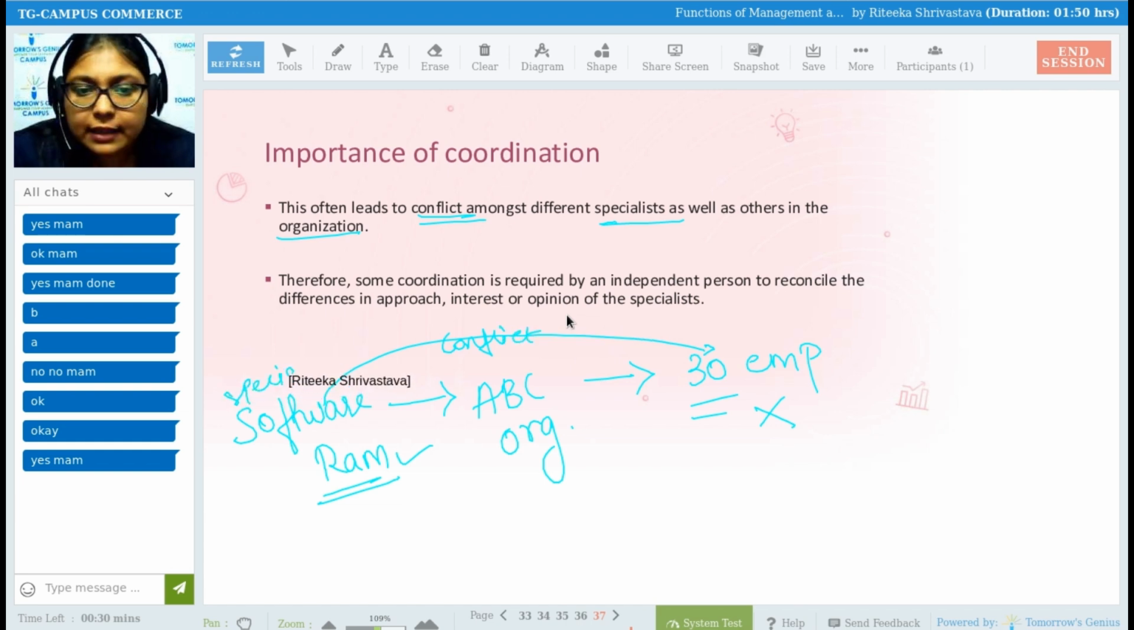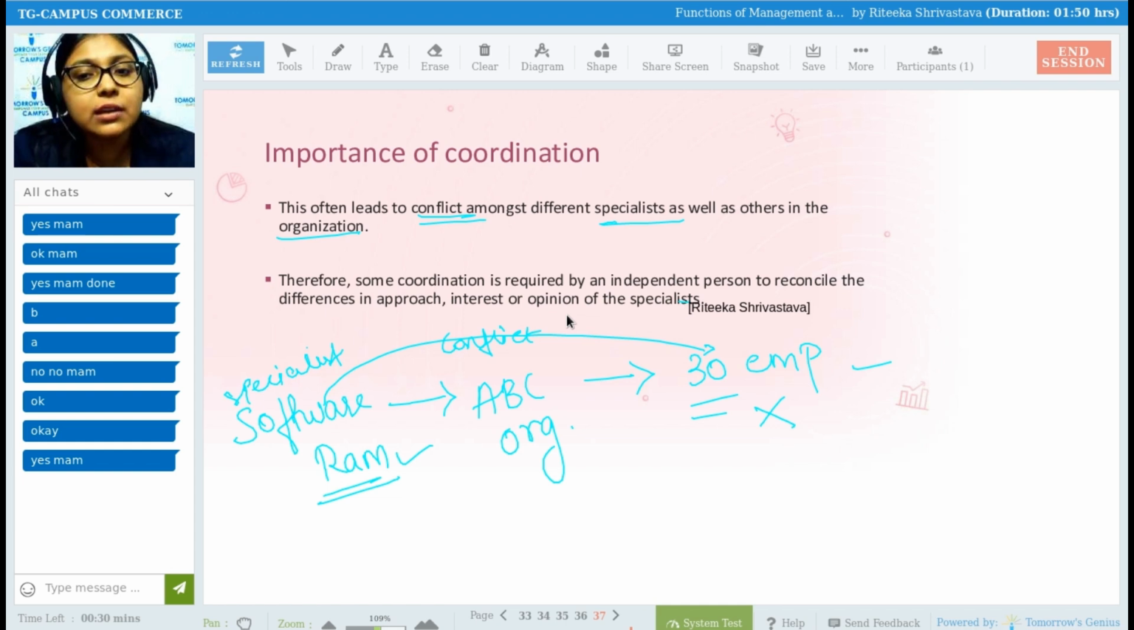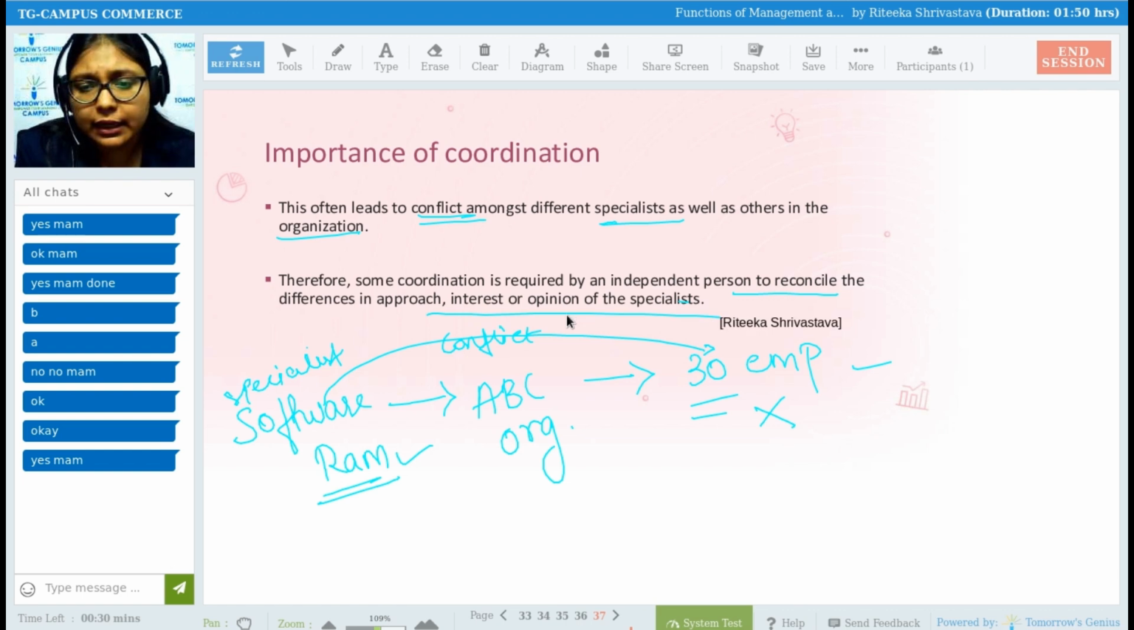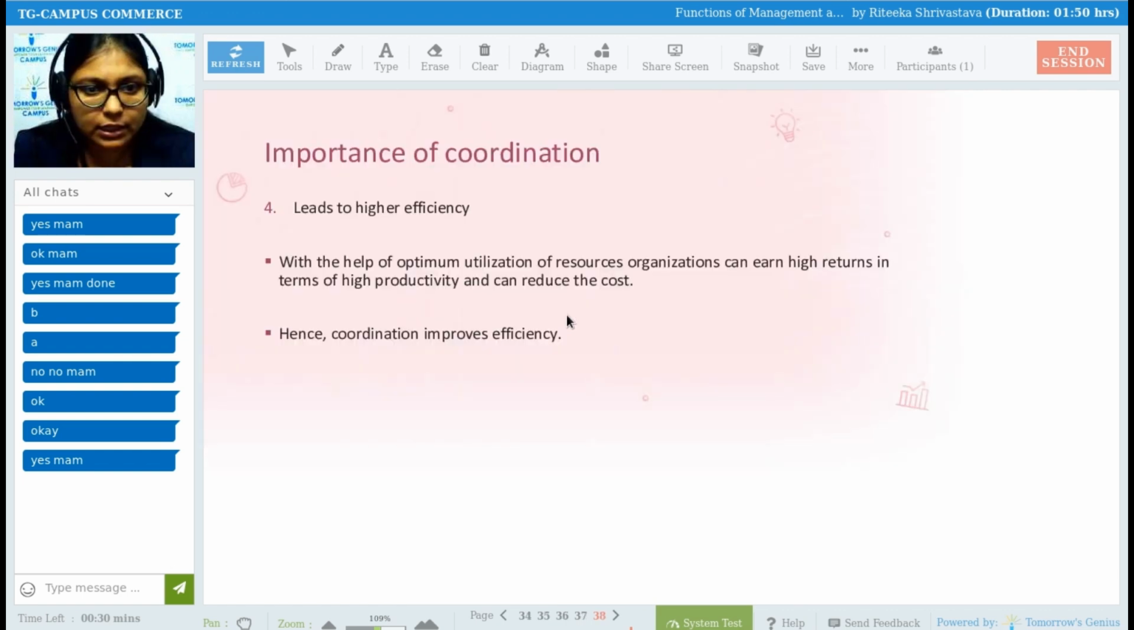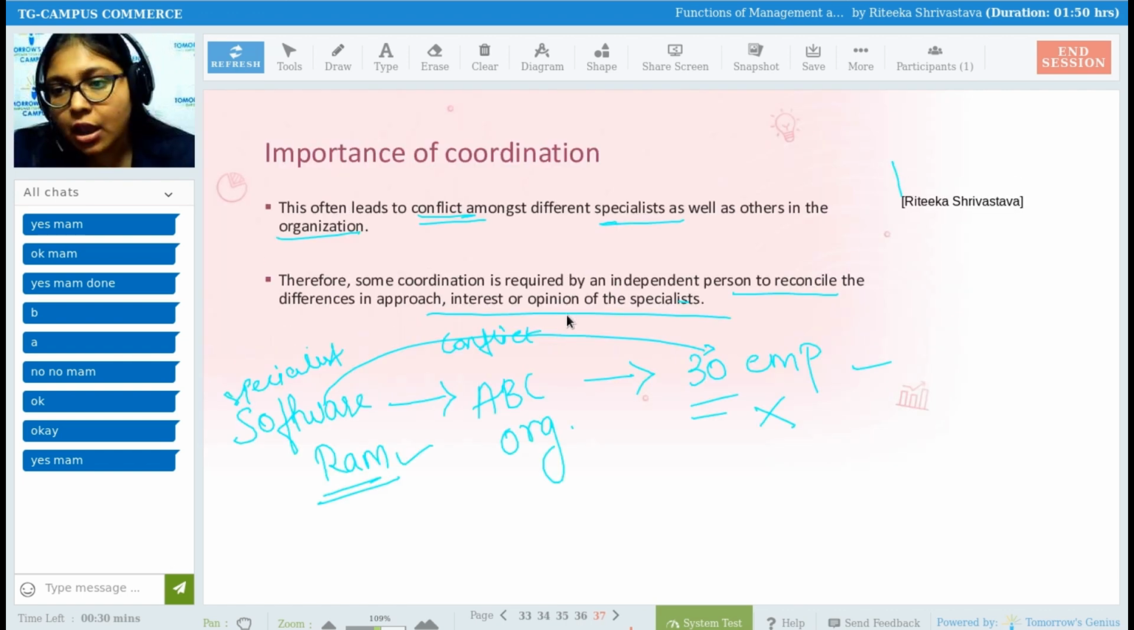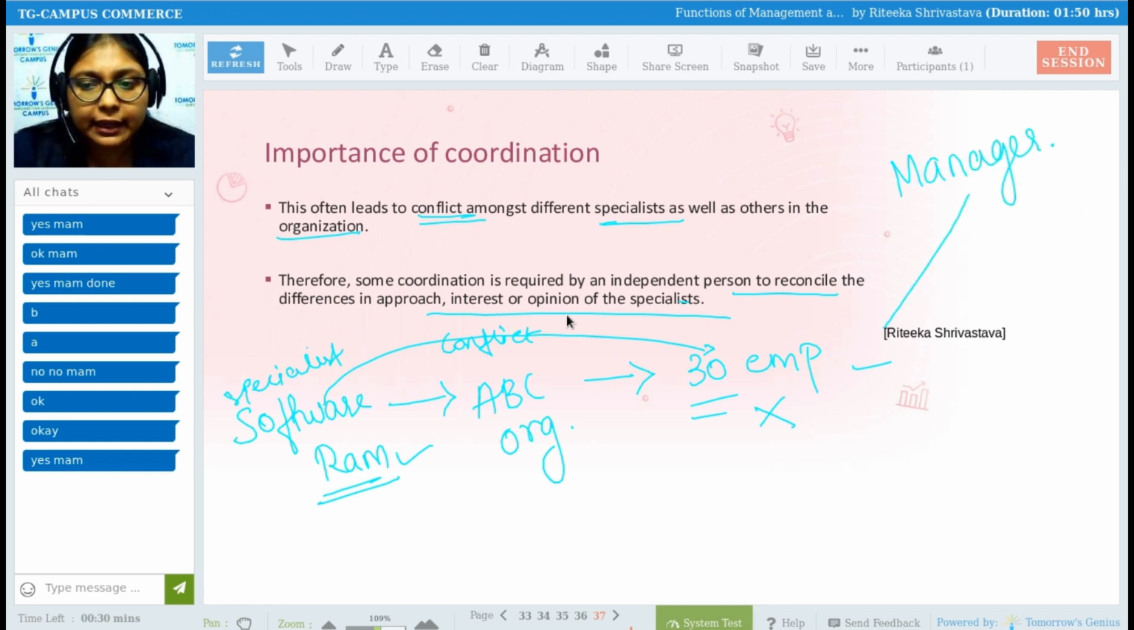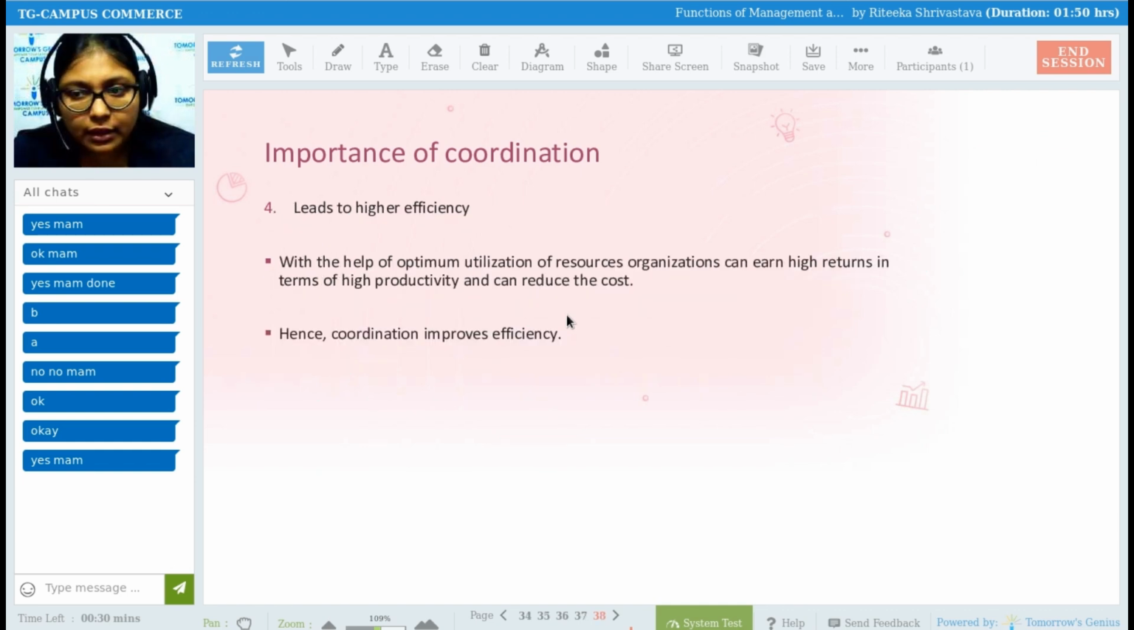So this is a specialist and these are the other employees who are working in the organization. There will be conflict between them. So some coordination is required by an independent person to reconcile differences in approaches, interests or opinions of the specialist. So the manager or the top level management or the director will take care that this does not happen in the organization. Everything is in proper coordination, in a very cordial format, that he will take care of.